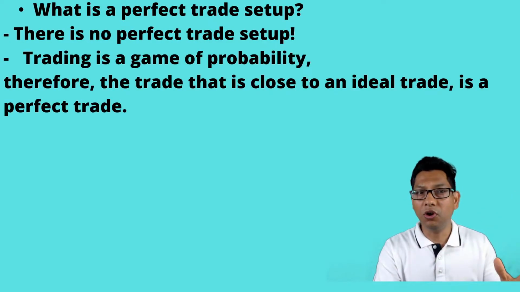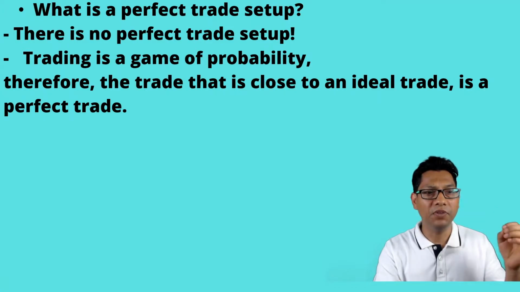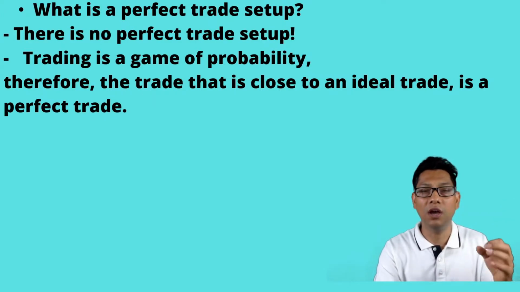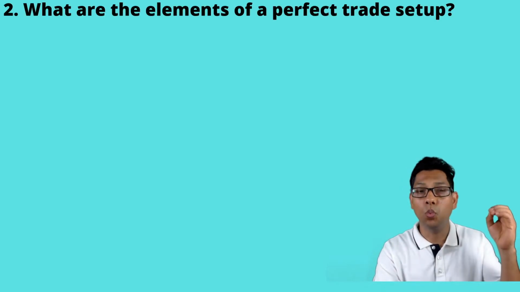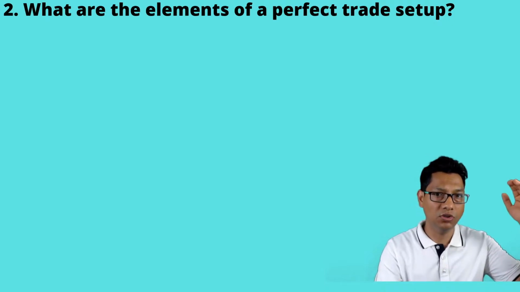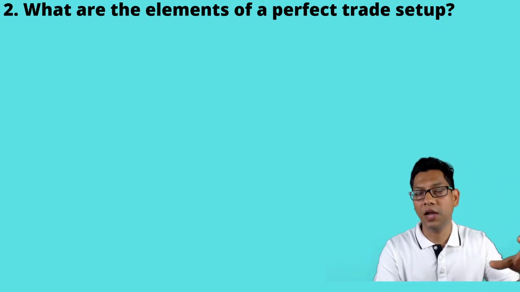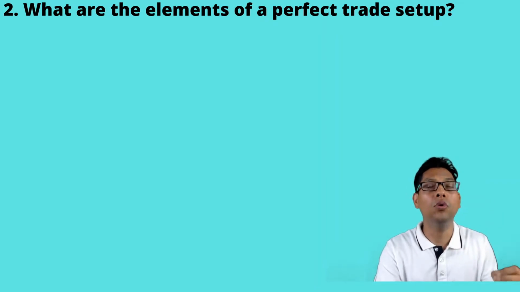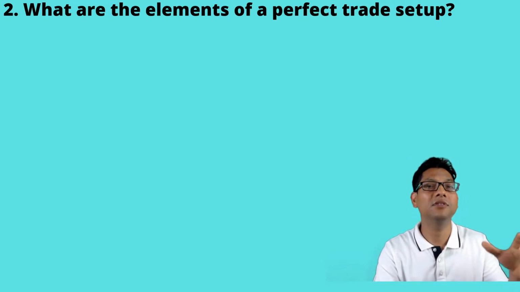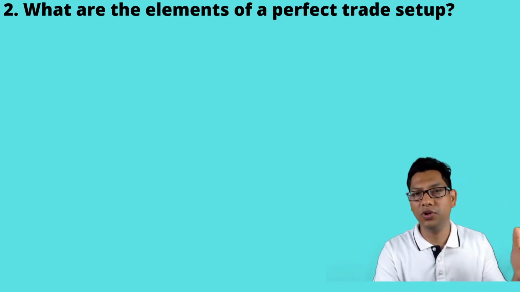Because trading is a game of probability, remember, the trade that is close to an ideal trade is what is called a perfect trade, as we already discussed. Now let's find out what the elements of a perfect trade setup are, and then I will jump onto the chart and show you a couple of examples of what a perfect trade setup looks like. First, let's learn the elements. You can print those elements and keep them with you before you take a trade. You can check it out. That will be really helpful to you.